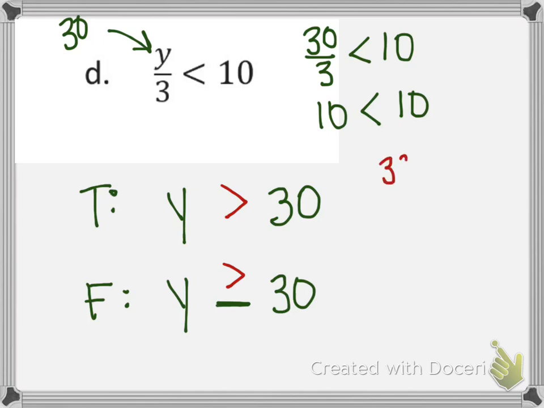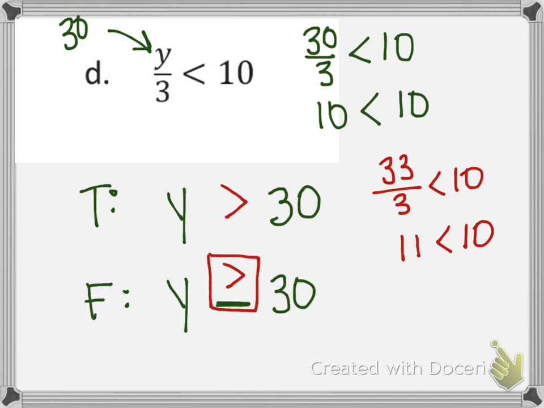So y is 33, 33 divided by 3 is less than 10. 33 divided by 3 is 11. And our inequality statement now says 11 is less than 10. That's a false statement. So if I use a number bigger than 30, it's going to be false. So I'm going to leave that greater than symbol right there. Y greater than or equal to 30 will always make it false. And I'm going to have to change this one. I'm going to make that a less than symbol. So y is less than 30 will make it true. Anything smaller than 30 will make it true.